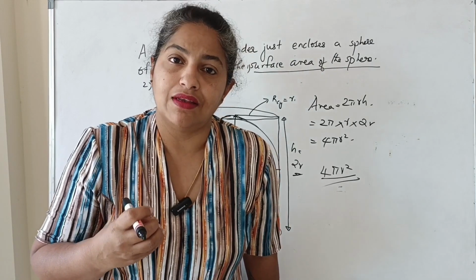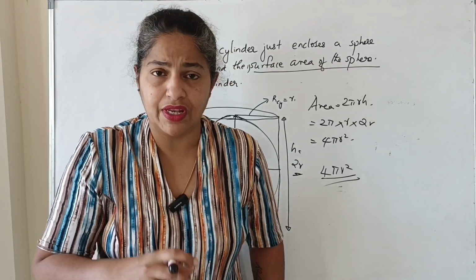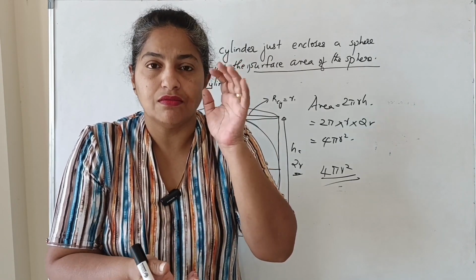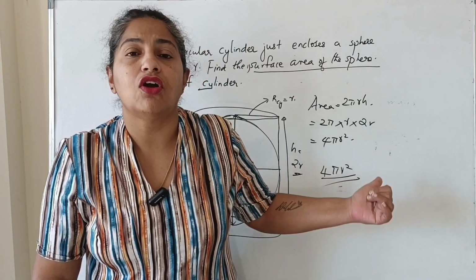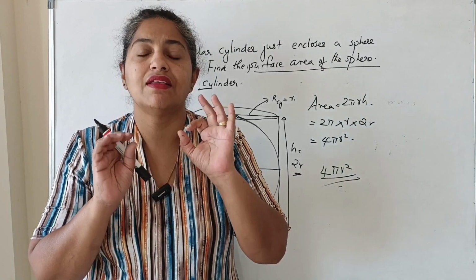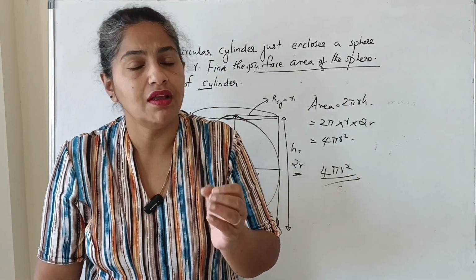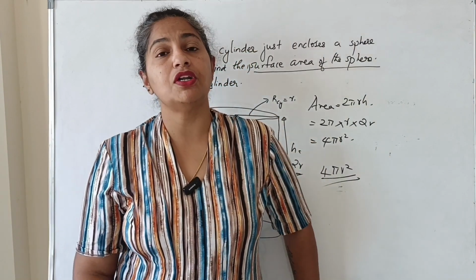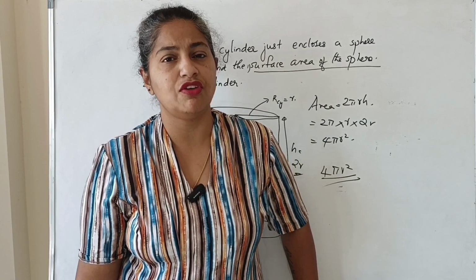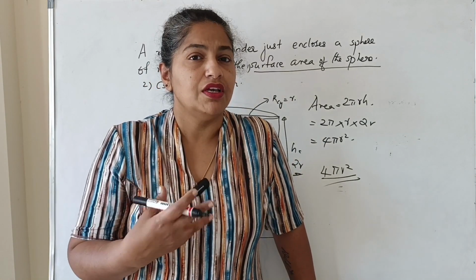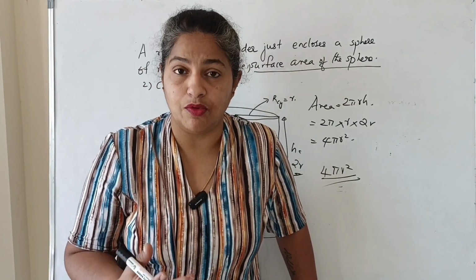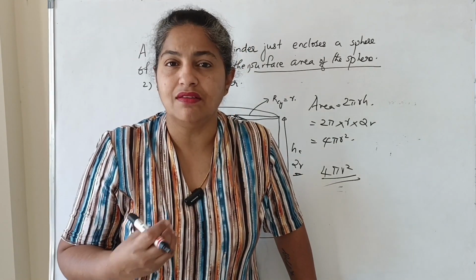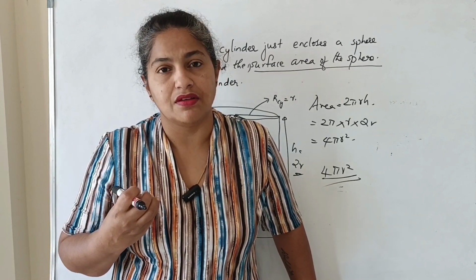If you are dropping a sphere into a cylinder that just exactly covers or encloses it, you can see that the total surface area of the sphere is exactly equal to the curved surface area of the cylinder. This is a result that you should remember, because it is not just for your board examination. If you remember this fact, you know what answer you are supposed to get when doing this particular sum. So when you get results like this from any of the sums, please memorize it.